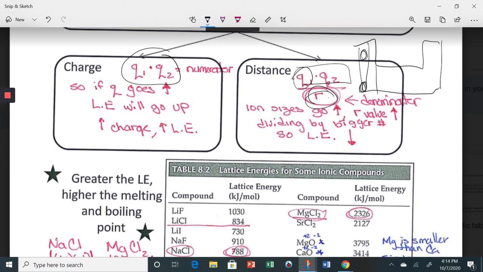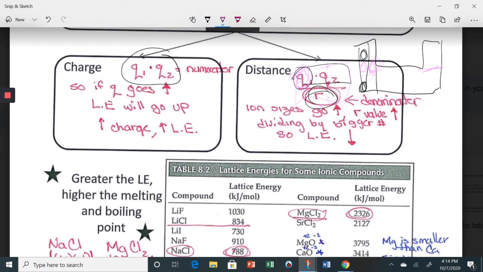But let's go a different way. Let's compare this and this to something over here. Okay, this could be our negative. We're saying the Q, this stays the same. So this would change, and our R would change a little bit too, because this R will actually get smaller going this way, but your Q value will go up. So this is going down and this is going up. So our lattice energy will end up going up as well.